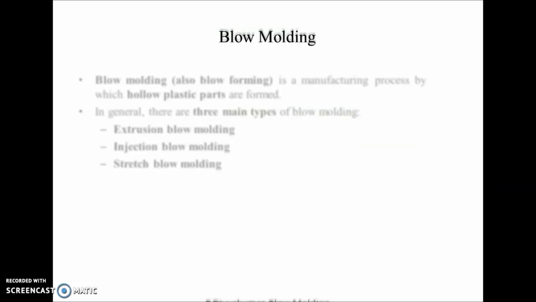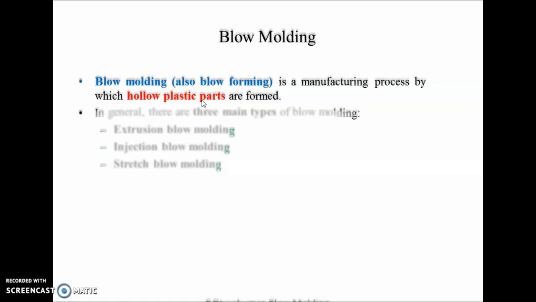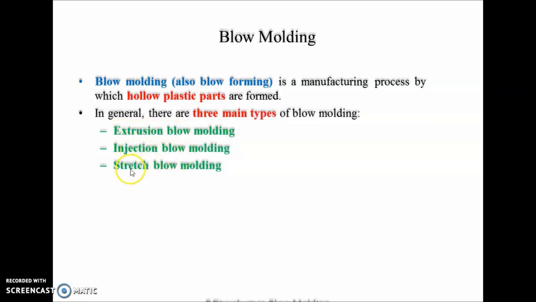What is blow molding? It is also known as blow forming. It is a type of manufacturing process which is used to produce hollow plastic parts, as compared to injection molding or transfer molding. Generally, blow molding is divided into three main types: one is extrusion blow molding, then injection blow molding, and then stretch blow molding process.